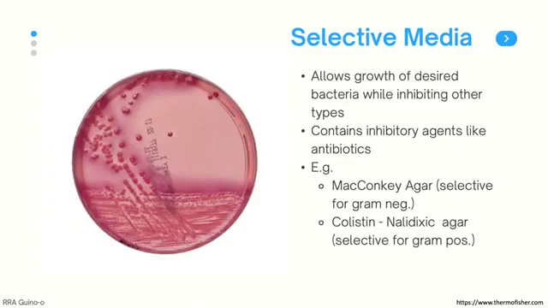Next, we have selective media. This kind of media allows for growth of desired bacteria while inhibiting other types, and it achieves this because it contains inhibitory agents such as antibiotics.